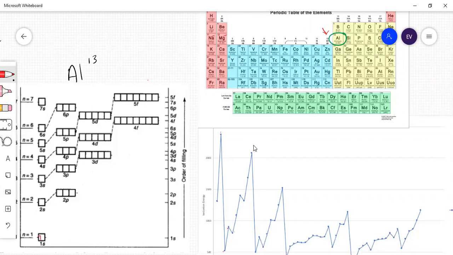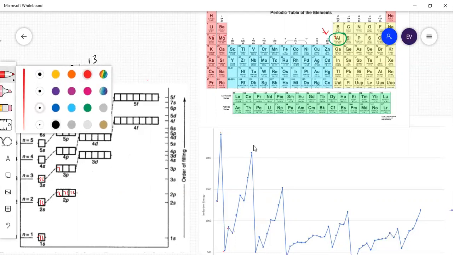So it's going to be a 1s2, 2s2, 2p6, 3s2, and then in the 3p, we take 1 step. So that's here. Okay, so this is the electron configuration for aluminum.